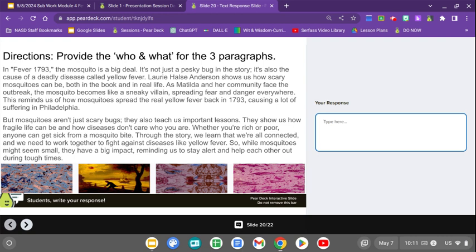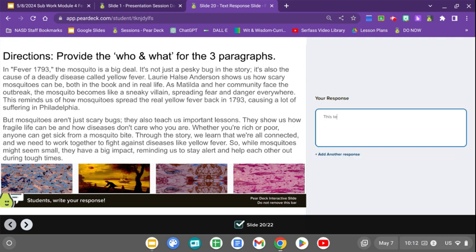But mosquitoes aren't just scary bugs, they also teach us important lessons. They show us how fragile life can be and how diseases don't care who you are. Whether you're rich or poor, anyone can get sick from a mosquito bite. And through the story, we learn that we're all connected and we need to work together to fight against diseases like yellow fever. So while mosquitoes might seem small, they have big impact, reminding us to stay alert and help each other out during tough times.